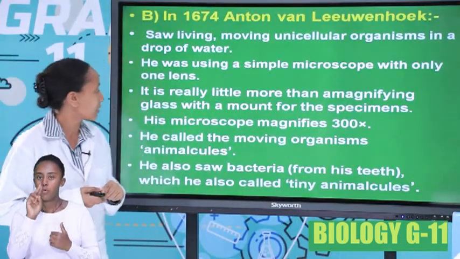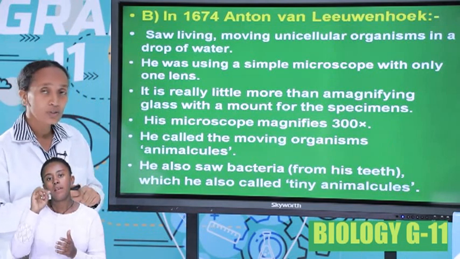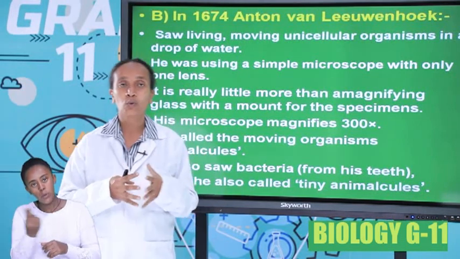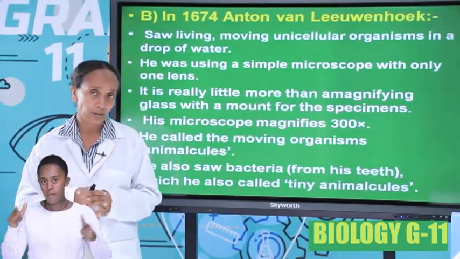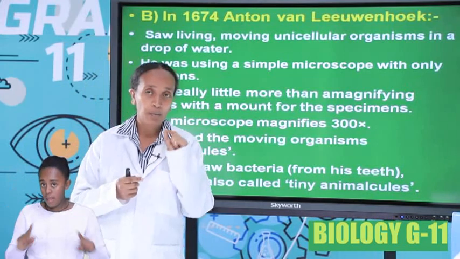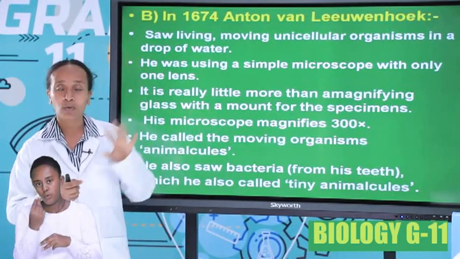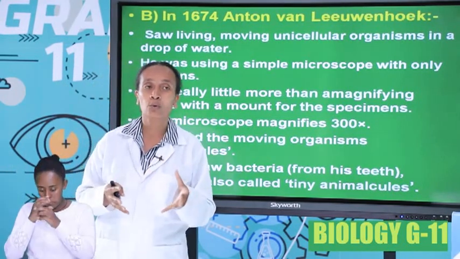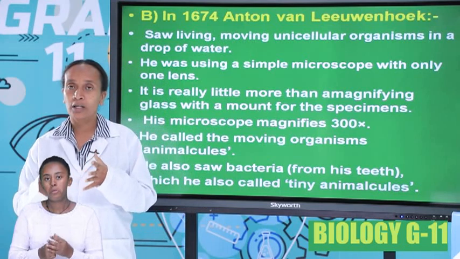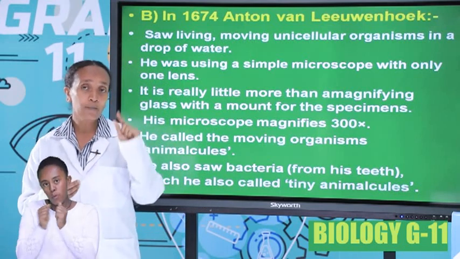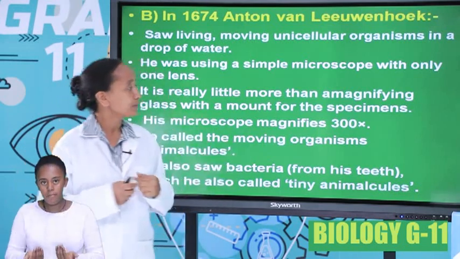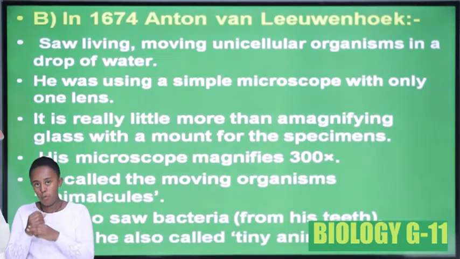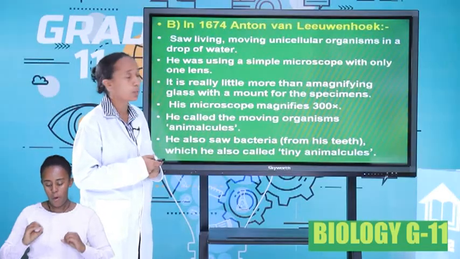He called these tiny organisms animalcules, and at that time Anton van Leeuwenhoek used a microscope that could magnify 300 times. But remember, the microscope that was used by Anton van Leeuwenhoek was a simple microscope. I hope you know that a simple microscope is a type of microscope with only one lens. This simple microscope was used to observe the tiny organisms in a drop of water.